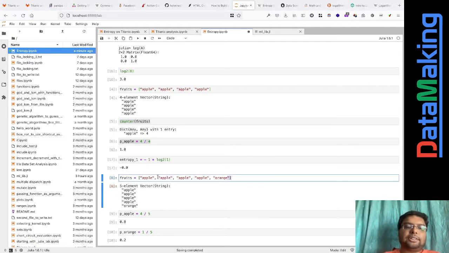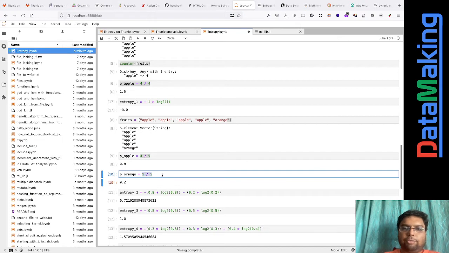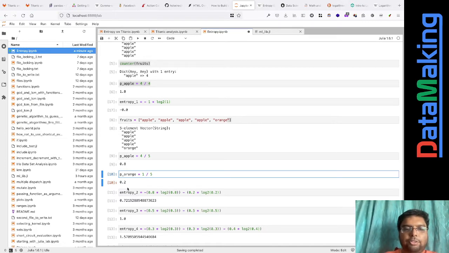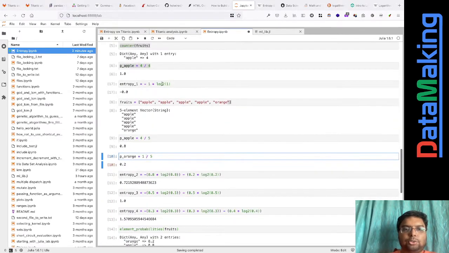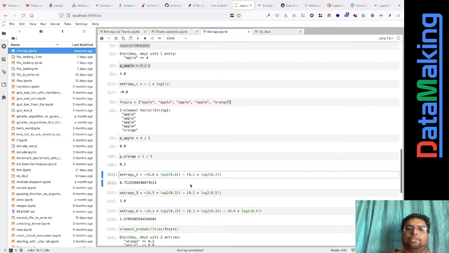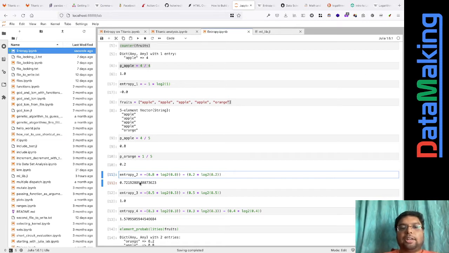Now we'll mix one orange with this apple. Probability of apple now becomes 4 by 5 and probability of orange becomes 1 by 5, because there are 5 elements, 4 are apple and 1 is orange. So probability of apple is 0.8 and probability of orange is 0.2. Now the entropy, using the formula minus probability times log of probability: minus 0.8 into log of 0.8, and then minus 0.2 into log of 0.2. So what is it? 0.72. Just by including one orange in these fruits, you're adding impurity and entropy rises.